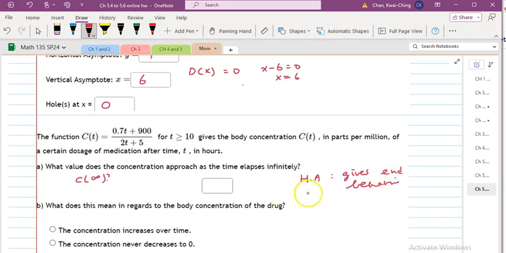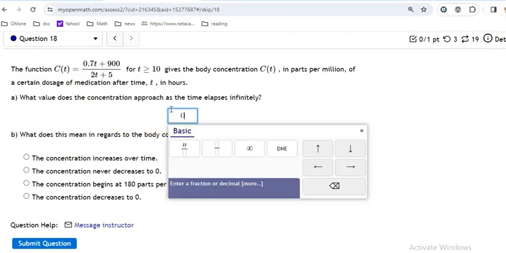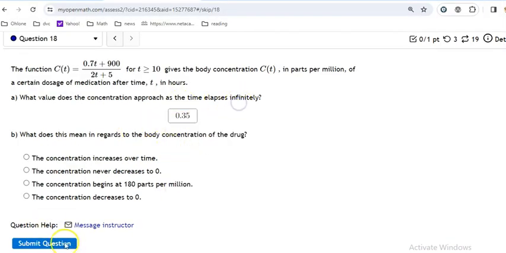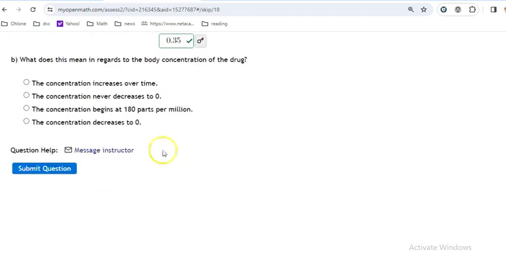So what would that be? We have the degree. So degree 1 over degree 1. Same degree. So the horizontal asymptote is y equal to 0.7 over 2. So it's 0.35. So the concentration is 0.35 in the long run. So it would stay in the body.